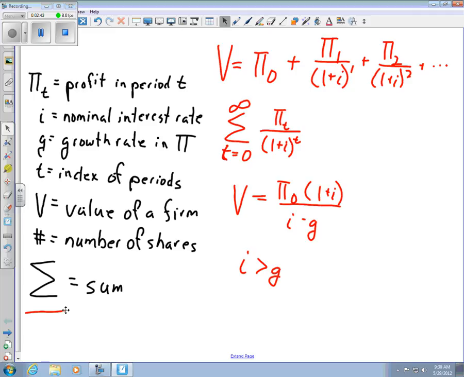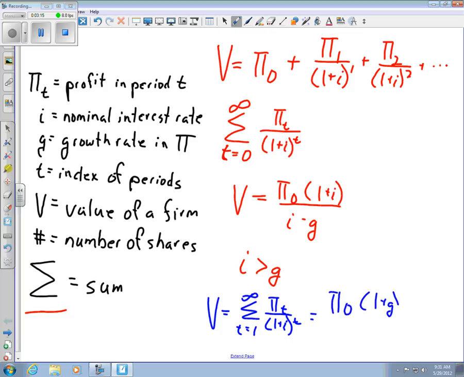Now, in finance, you're frequently going to see that they don't really want to start at time t equals 0. What they want to do is start at time t equals 1. So they do the summation t equals 1 to infinity of pi t over 1 plus I to the t. That's equal to pi 0 times 1 plus the growth rate over I minus G.